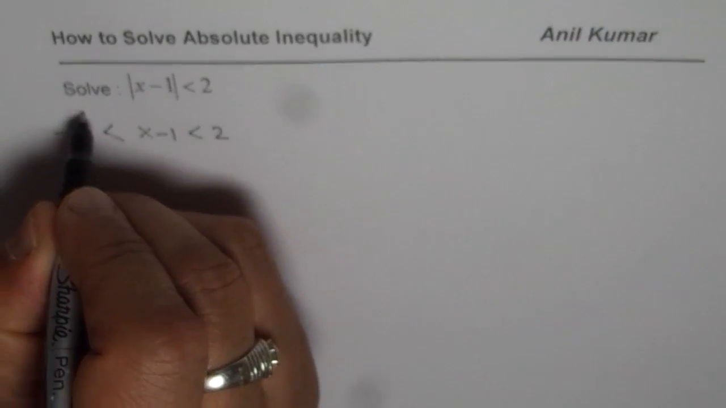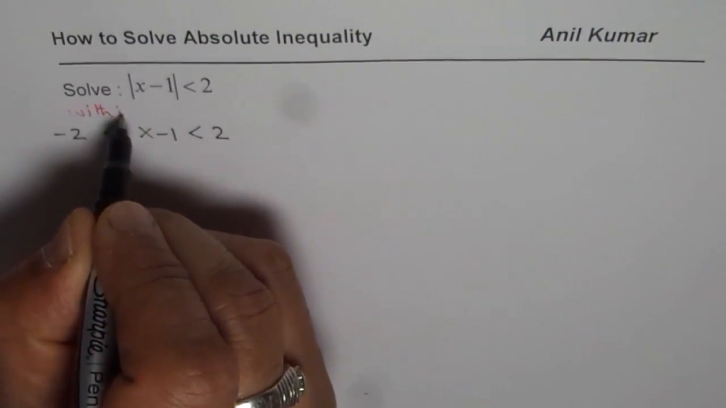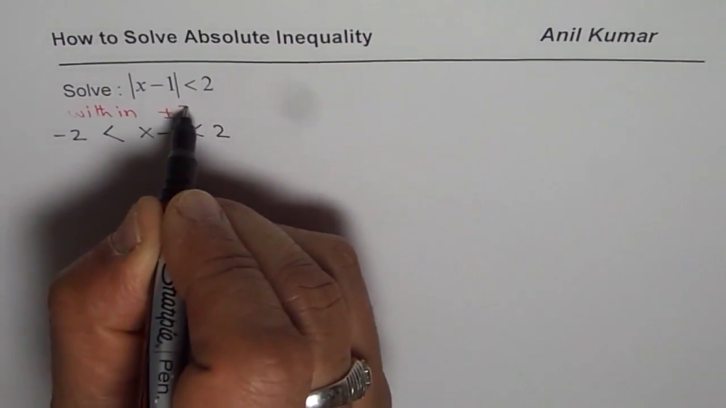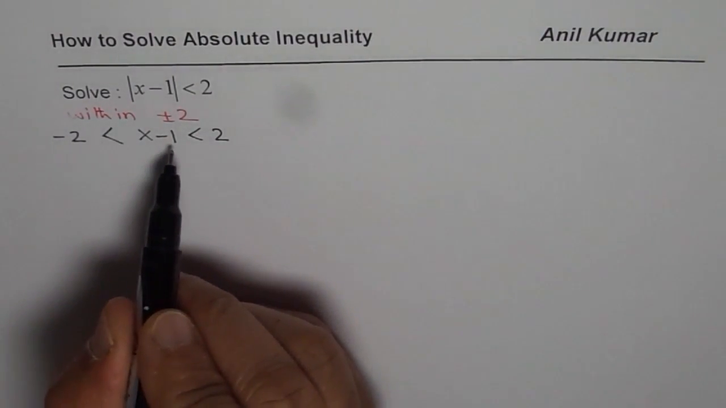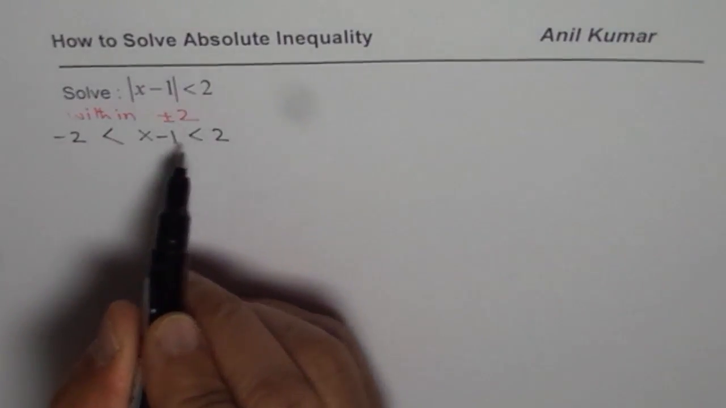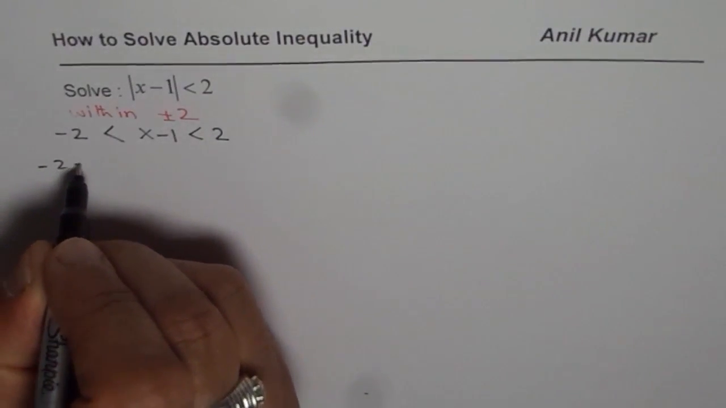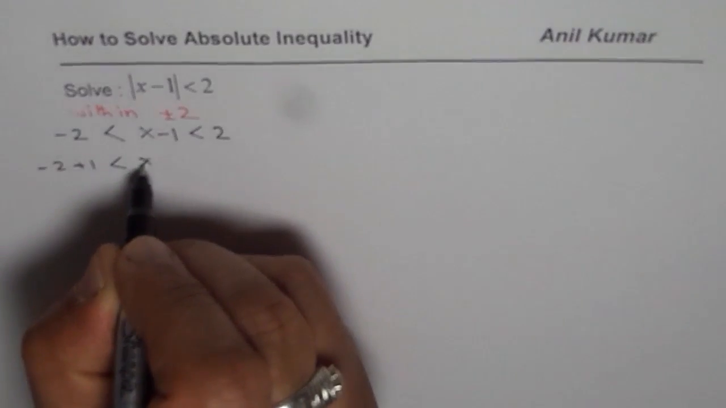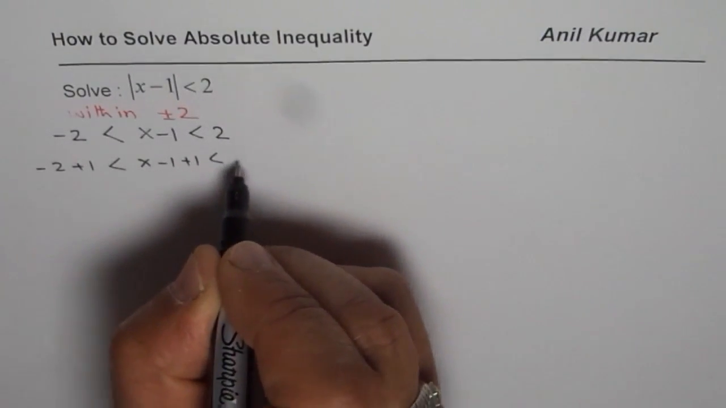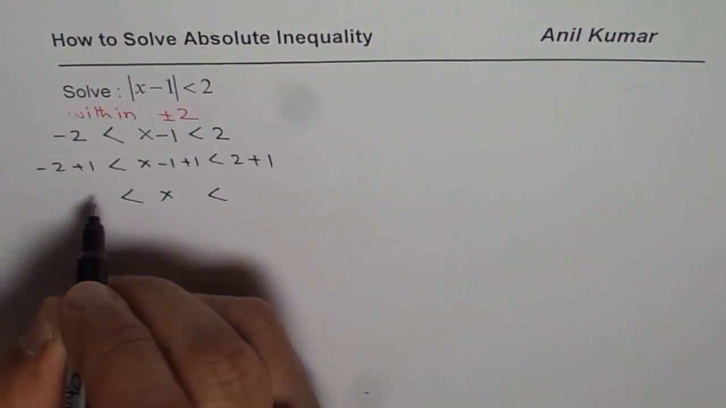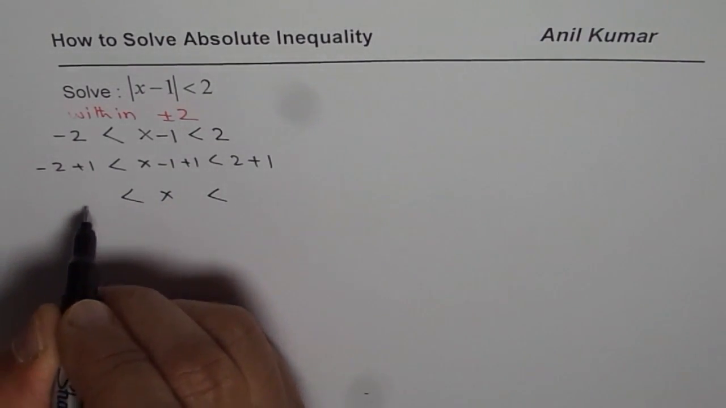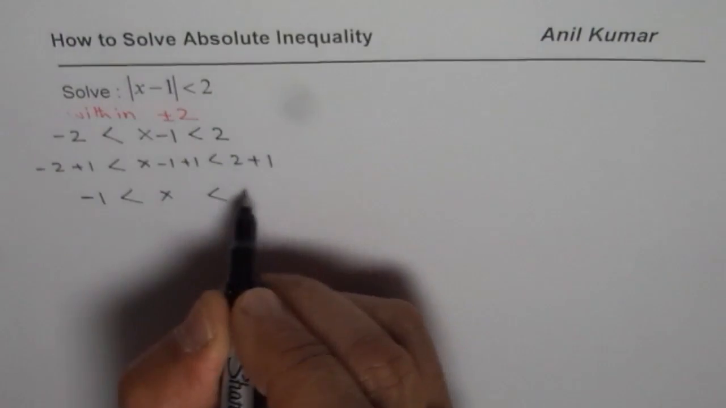It means within plus and minus 2, right? So if you use the definition, you can easily get the solution. Now we'll solve by adding 1 on each side. So we have -2 + 1 is less than x - 1 + 1 is less than 2 + 1. That gives us x is greater than -2 + 1, which is -1, and 2 + 1 is 3.